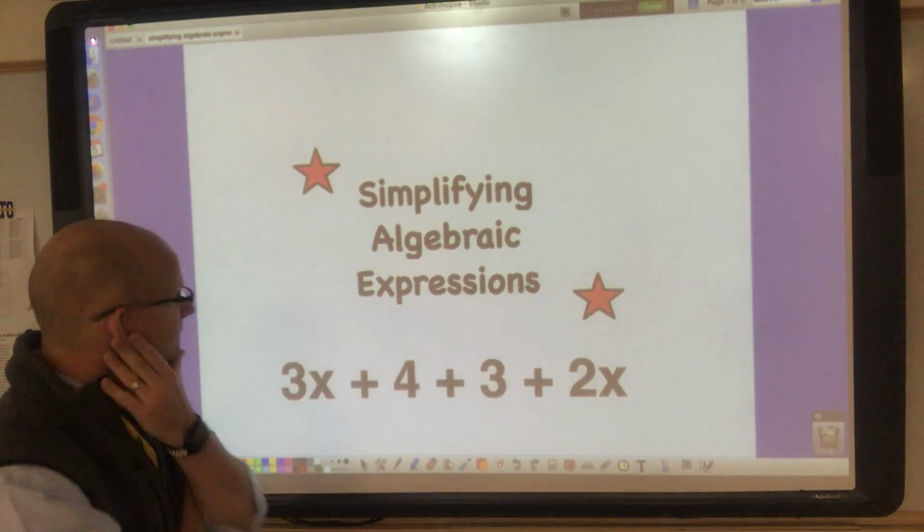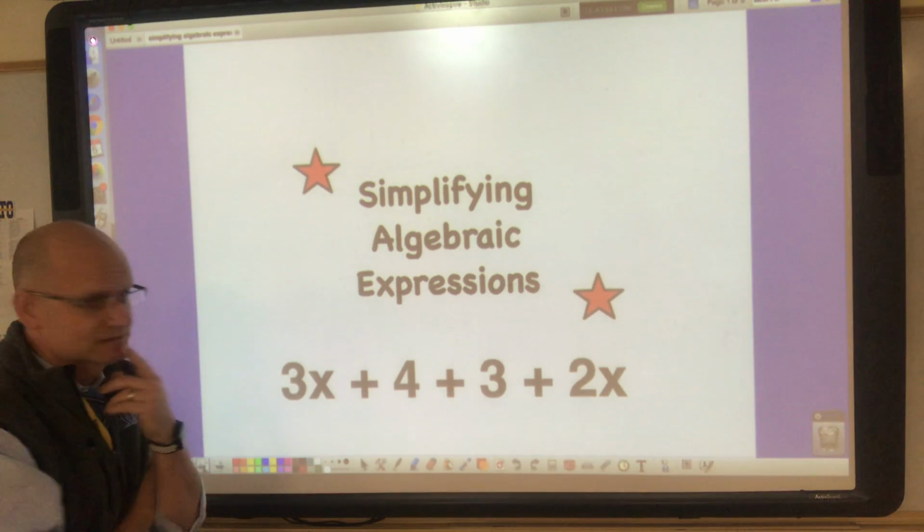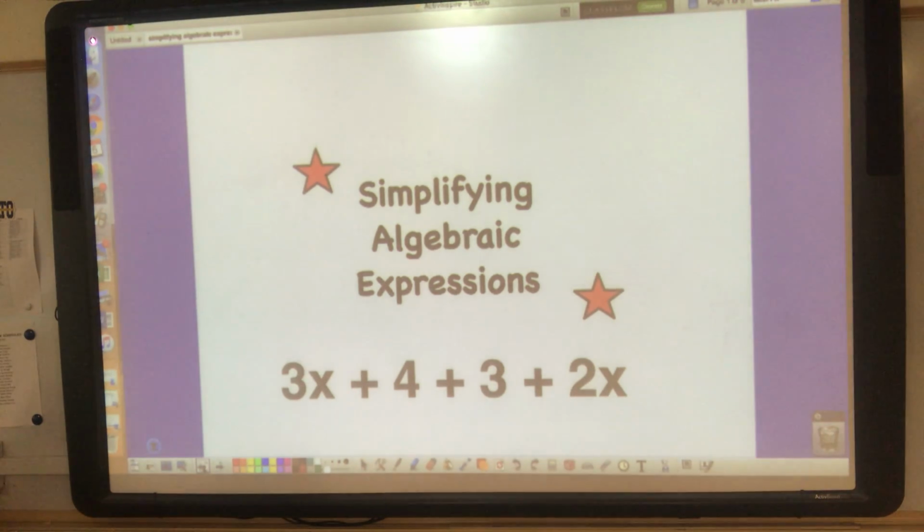Today's lesson is simplifying algebraic expressions. So let's get out a pencil and a piece of paper. Let's take some notes on this wonderful topic.